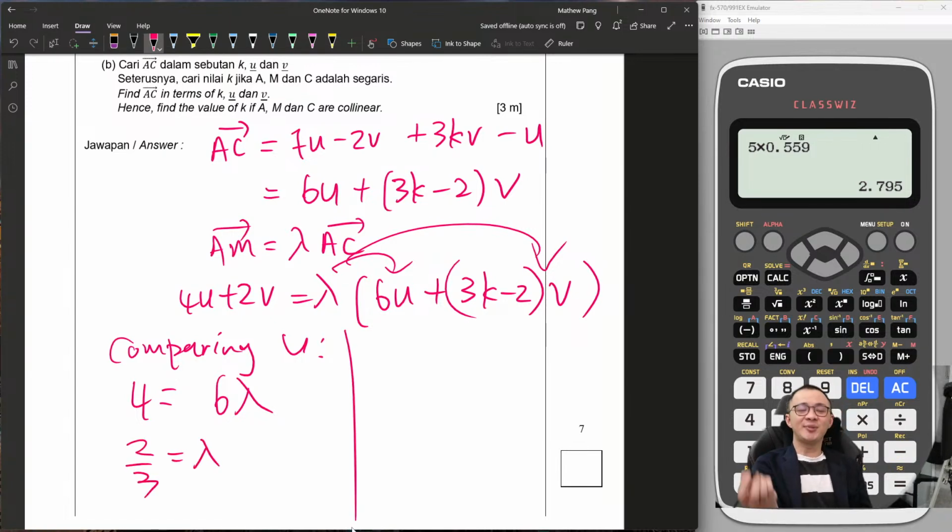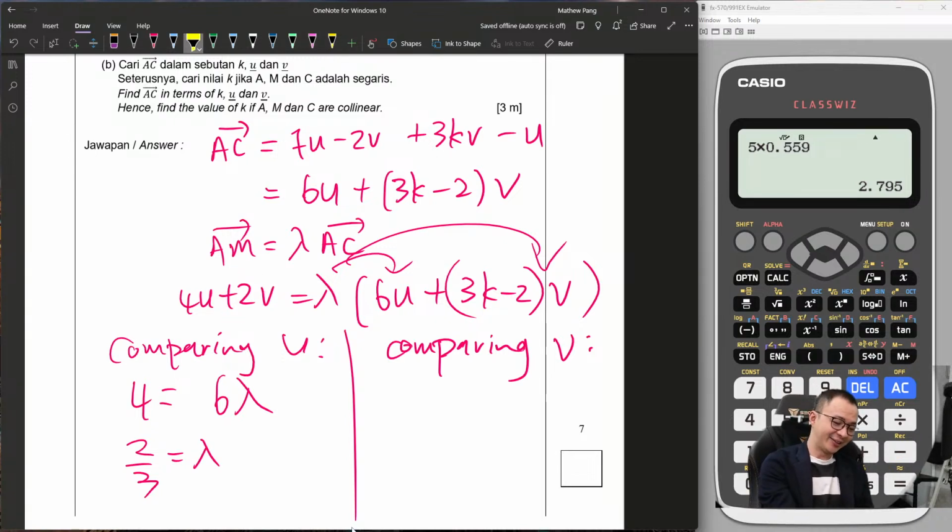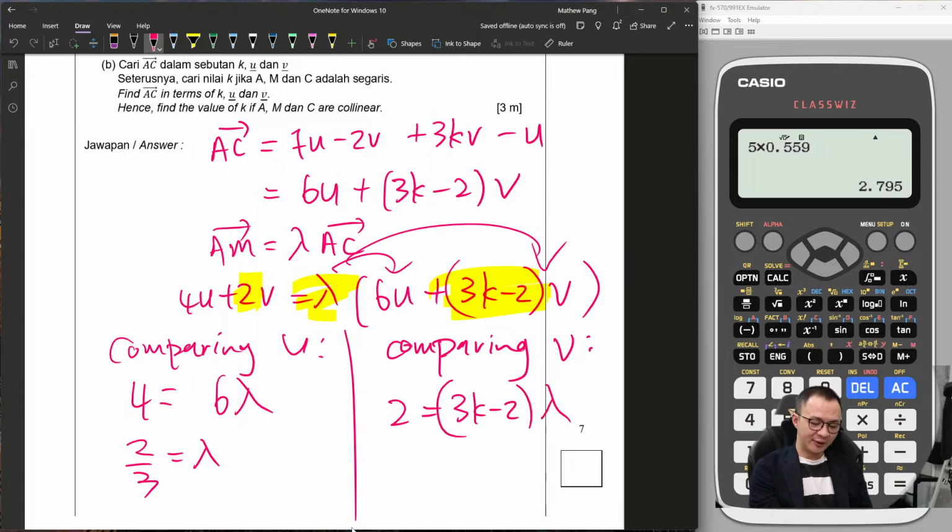Then I will do the same thing, I will compare the V. So if I compare the V, here got 2. And here we get something like this, multiplied with lambda, isn't it? So 2 equals lambda times 3K minus 2. And I have the lambda, right? Lambda is 2/3. So 2/3 moves to the other side, becomes 3/2.